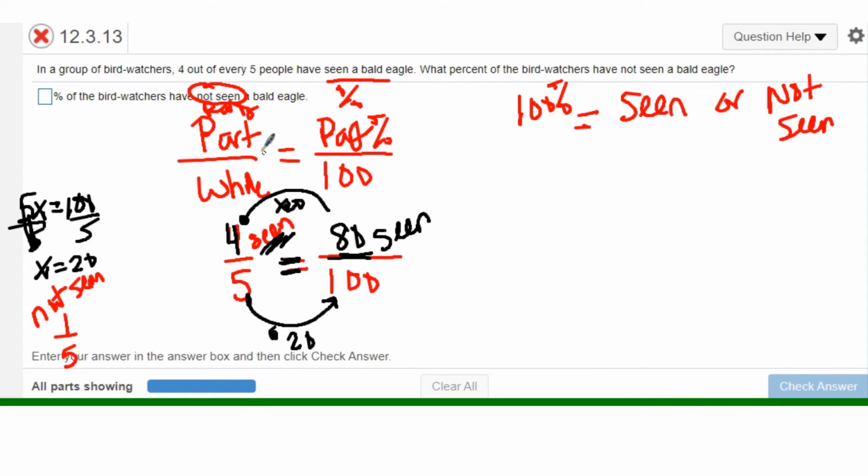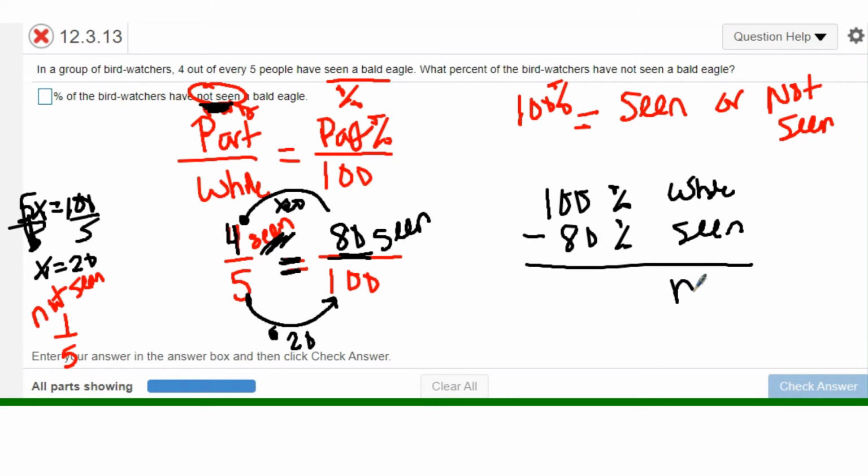But the question says, what is the percent of not seen? So if the whole percent is 100%, that's seen and not seen, and I take away the 80% that's seen, the rest is going to be what you have not seen. So it's going to be 20%.